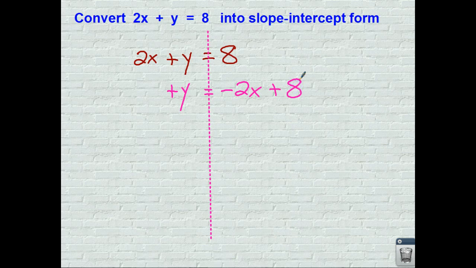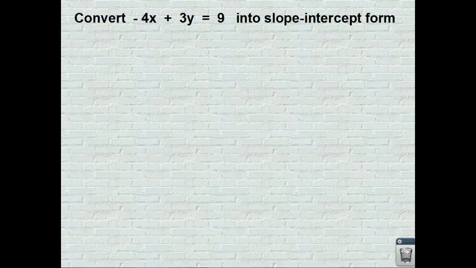And looks like we're good. Positive 1y equals negative 2x plus 8. We don't really need that positive sign in the front there, so we have negative 2x plus 8. Final answer. All right, last one.